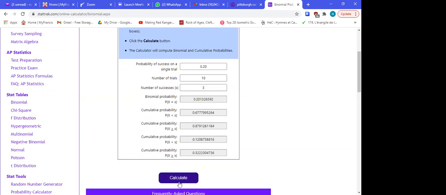Then I click calculate. The first answer is for X equals 3. The second answer is for X less than 3. The third one is for X less than or equal to 3, and so on. X greater than 3 and X greater than or equal to 3. You can use this binomial distribution calculator to answer several questions involving a binomial distribution.